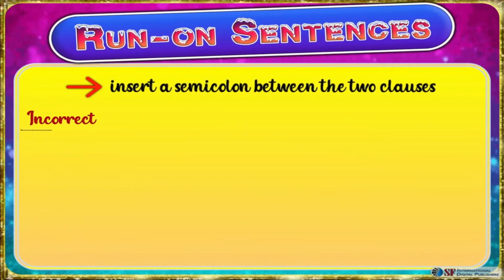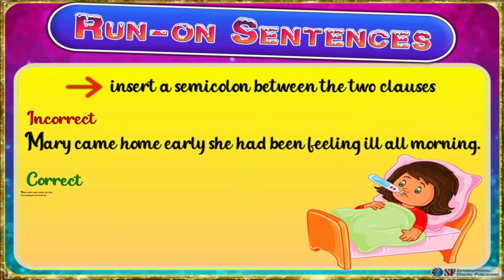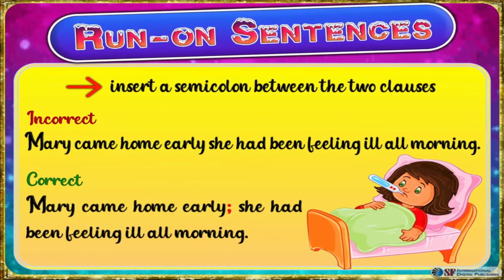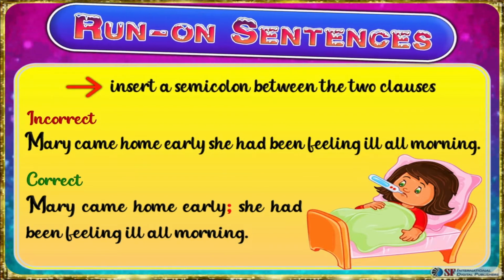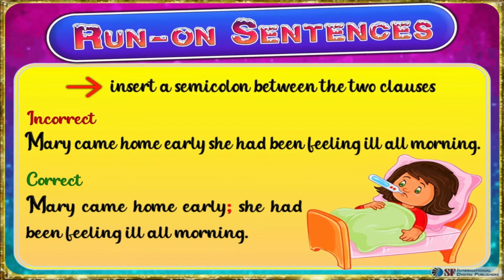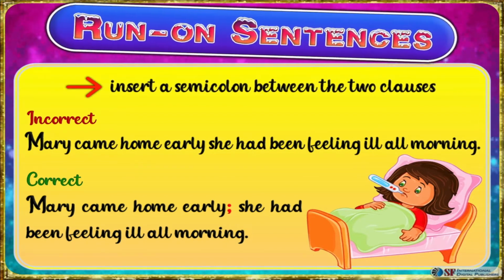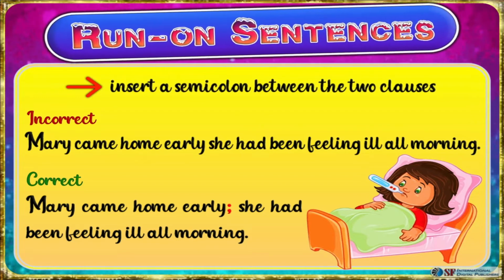This example has a run-on sentence occurrence issue. Mary came home early. She had been feeling ill all morning. We can resolve this issue by inserting a semicolon between the two independent clauses.